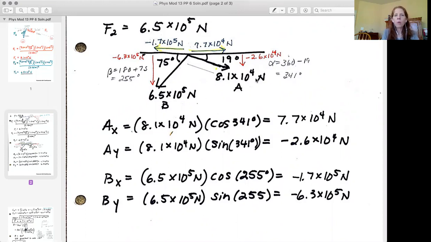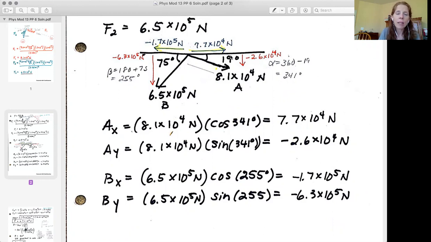Another important thing to recognize is we can't just use 19 and 75 as our angles. Why? Because we always measure angles from the positive x-axis. So what is this angle here? Well, it's actually 360 minus 19, because if it went all the way around, it'd be 360. So the angle of this first force is 341 degrees.